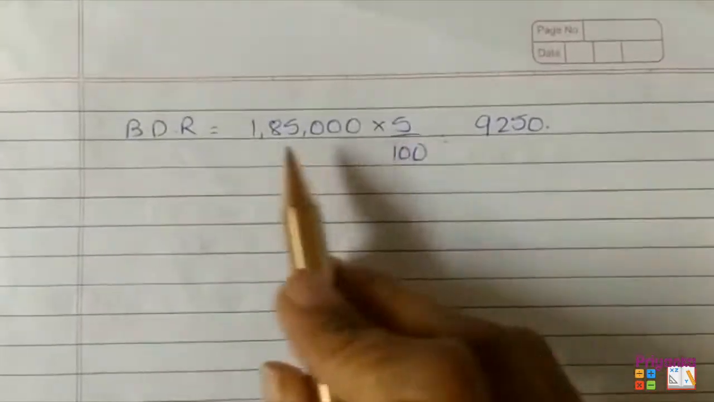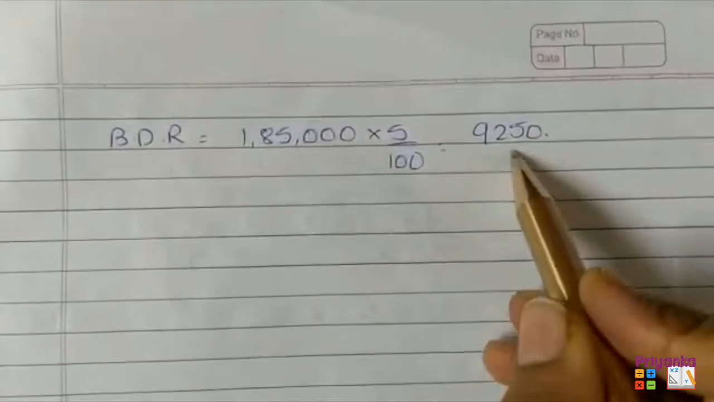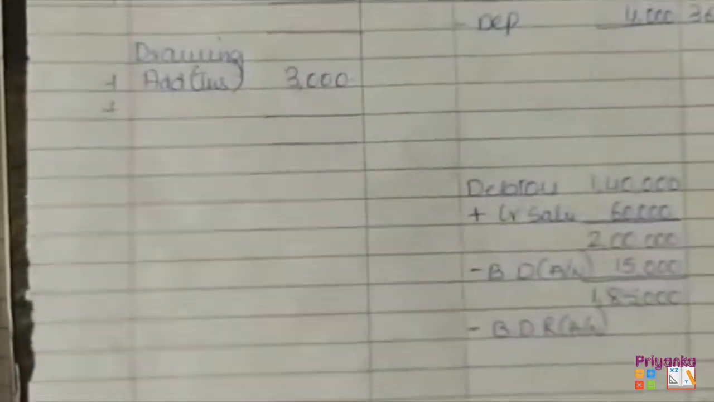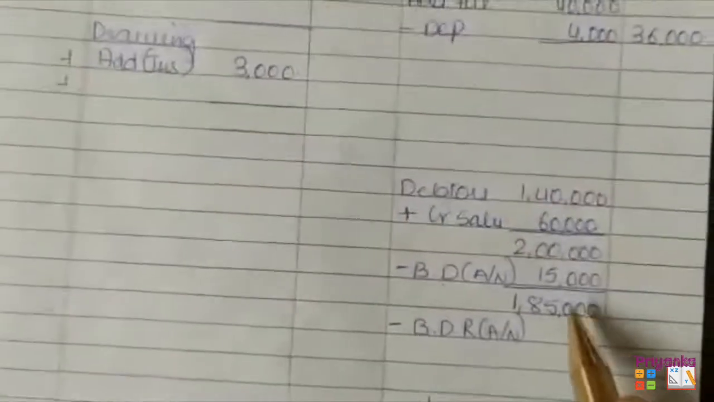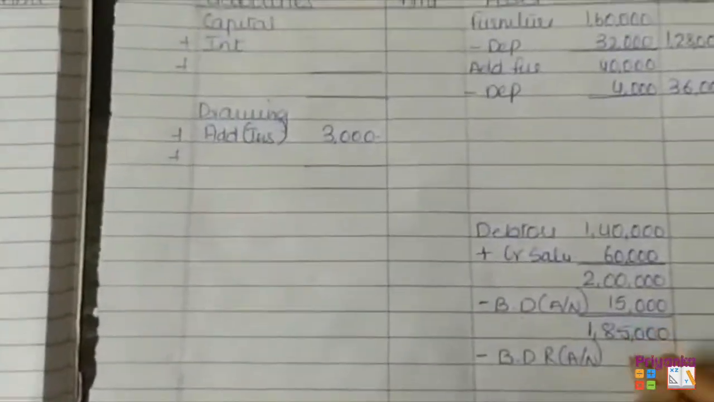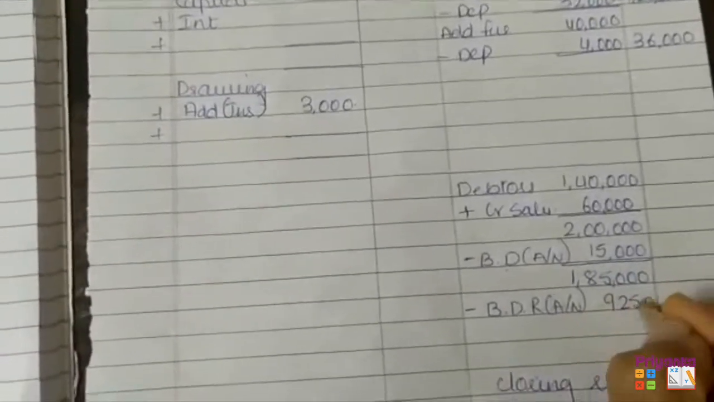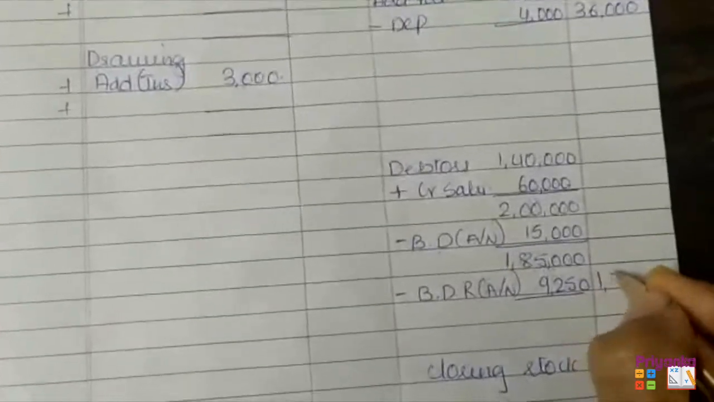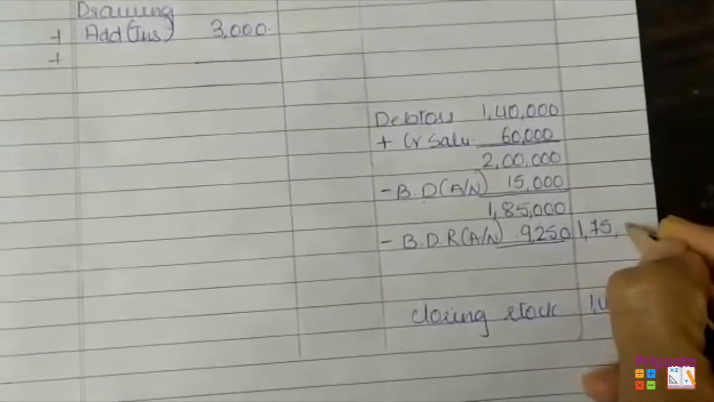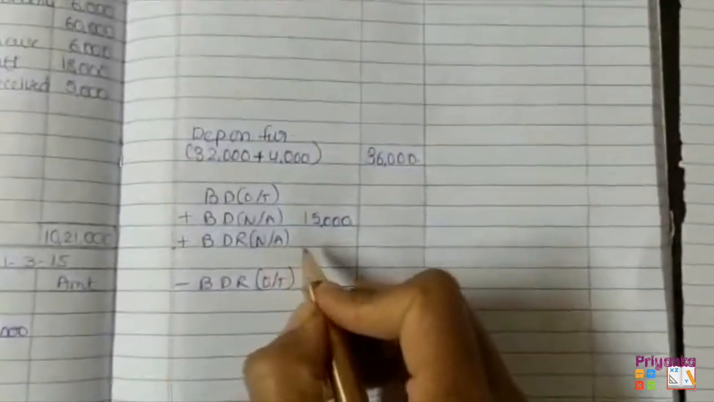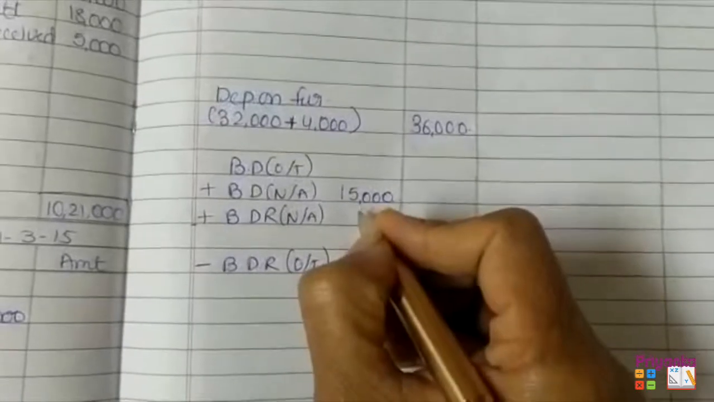Here I remove 5% on 1,85,000, that is the bad debt reserve, 9,250, which will be written over here. Here I took 1,85,000 and removed 5% on it. So here is the value 9,250. Take them minus, and you will get the value 1,75,750.